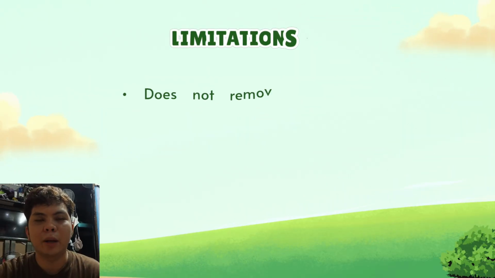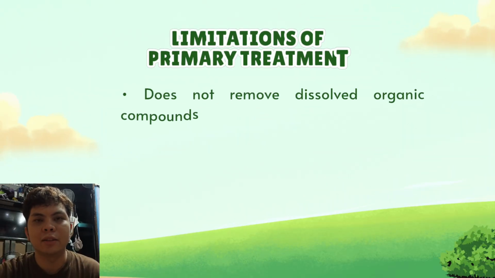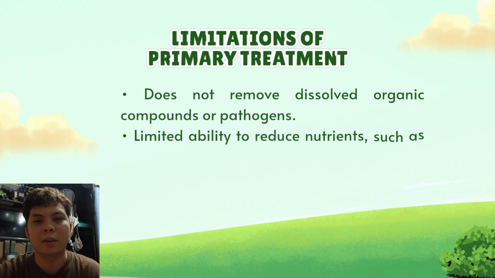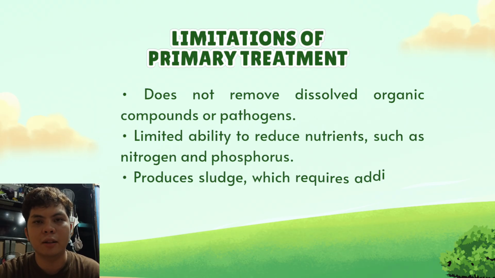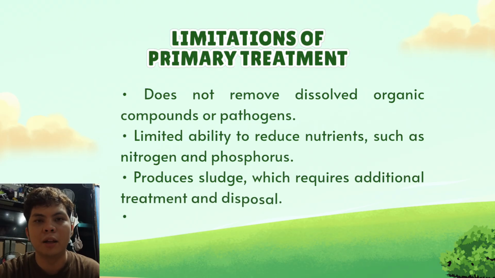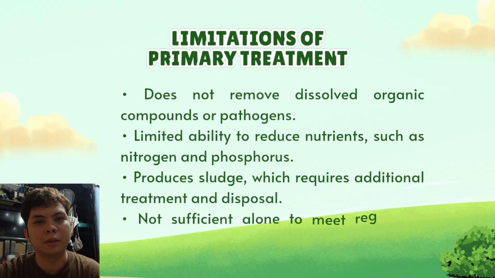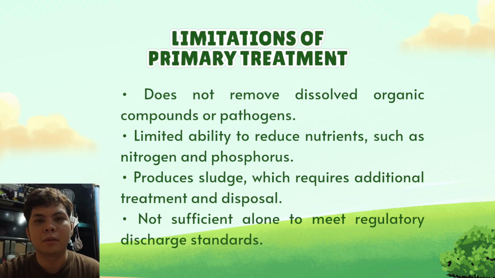The limitations of primary treatment in wastewater. Number one, it does not remove dissolved organic compounds or pathogens, because primary treatment only removes large solids but cannot eliminate harmful microorganisms or dissolved pollutants. And the second one, limited ability to reduce nutrients, because it does not effectively remove nitrogen and phosphorus, which can cause water pollution and algal blooms.